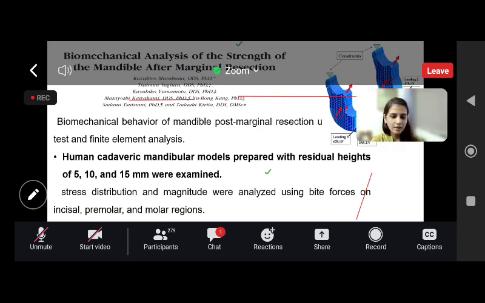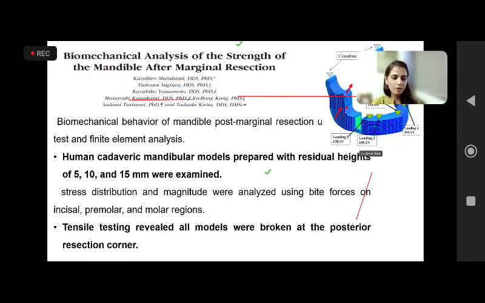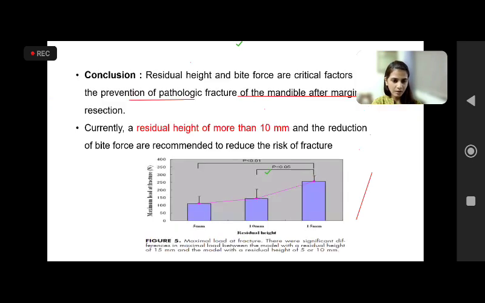This is the article Dr. Abhishek was referring to, about the biomechanical analysis of how the forces are distributed over the mandible. This is just for interest. It's a cadaveric study where they examined the fractures of the mandible at different residual heights. They found that when the residual height was more than 10 millimeters, the reduction of bite forces was better, and this height of more than 10 millimeters, recorded based on this cadaveric study, is what we follow currently.